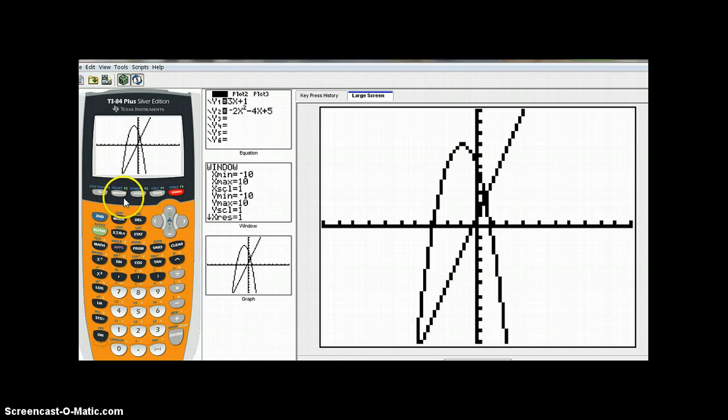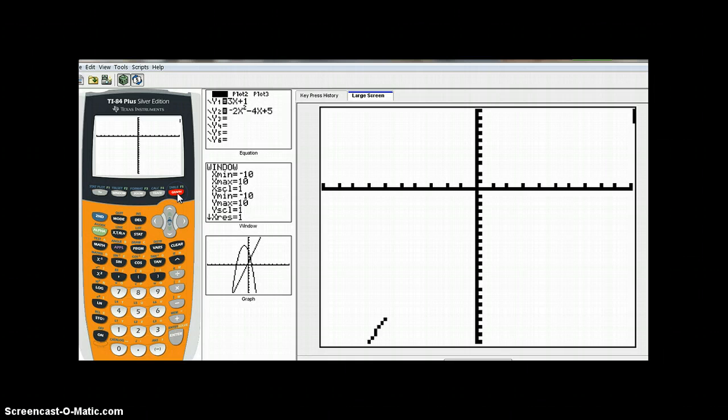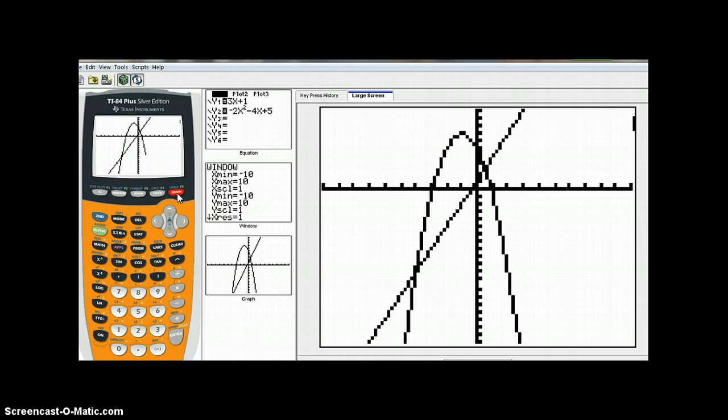So let's change our window setting so that we have more negative y's, and we can see the other point of intersection. Let's go down to our negative y's, maybe make it -20. Now if we hit graph, we'll be able to see both points of intersection. There's our line, here's our quadratic. I can see 2 points of intersection. Let's find both those points.